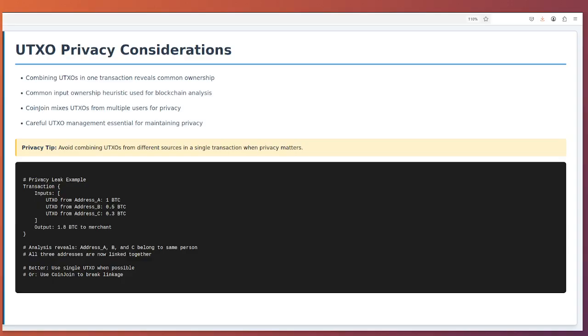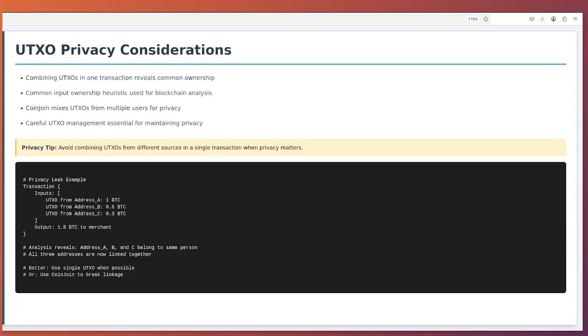On the other hand, the UTXO model allows for privacy-enhancing techniques. Coin-join transactions let multiple users combine their transactions, mixing their UTXOs together so observers cannot tell which inputs correspond to which outputs. Each user gets new UTXOs back, but the linkage is broken. Services like Wasabi Wallet and Samurai Wallet implement coin-join to improve privacy.